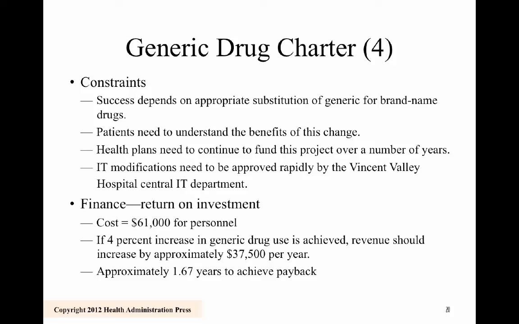Okay, and then we talked about finances and how much it would cost. Here they put in a payback period and what's the impact of the revenue increase or the increase in generic use.